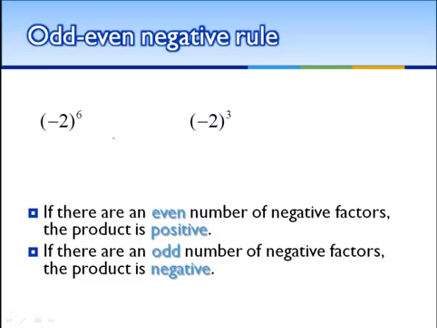So, in this first example, -2 raised to the 6th power, since there are 6 factors of negative, those all cancel out, and my answer will be positive, and 2 to the 6th power is one that I remember is 64. In this other example, -2 raised to the 3rd power, there's an odd number of negative factors, and so that works out to be a negative answer. And 2 times 2 is 4, times 2 is 8. So -8 is my final answer.